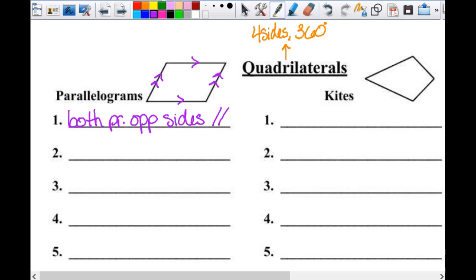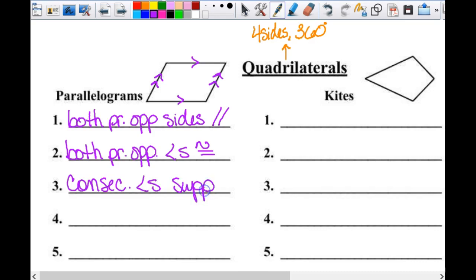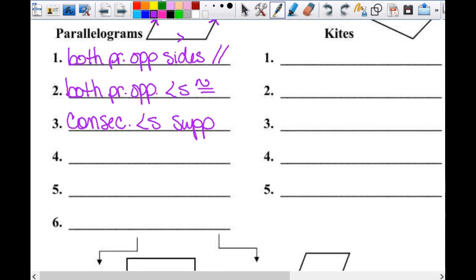Okay, so what's something else we know about parallelograms? Opposite angles are congruent. Okay, both pair of opposite angles congruent. Something else. Okay, good. Consecutive angles are supplementary. Okay, good. Diagonals bisect each other. Okay, good. Both pair of opposite sides congruent.